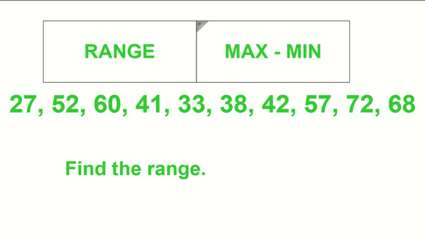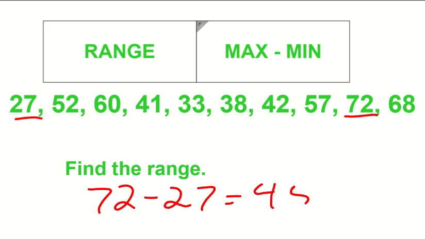Oliver? 45 is correct. Our maximum is the 72. The minimum is the 27. So we got 72 minus 27, and that's 45.